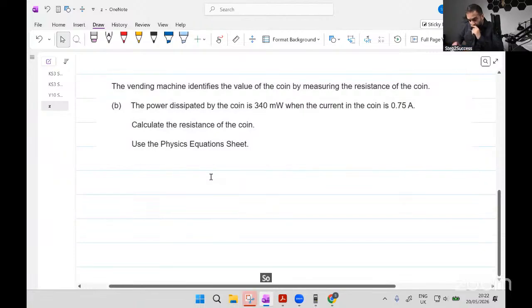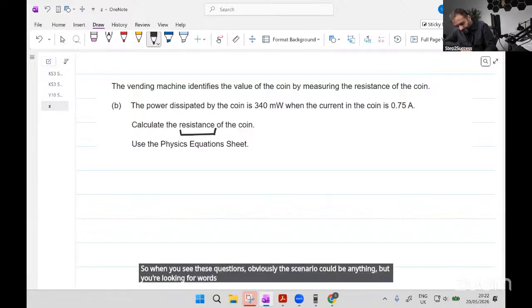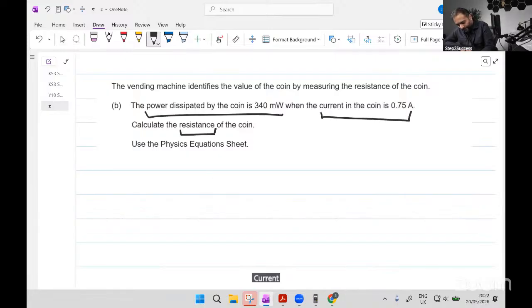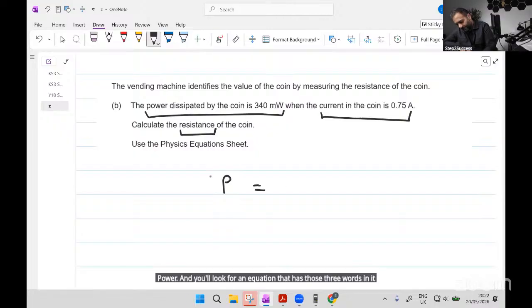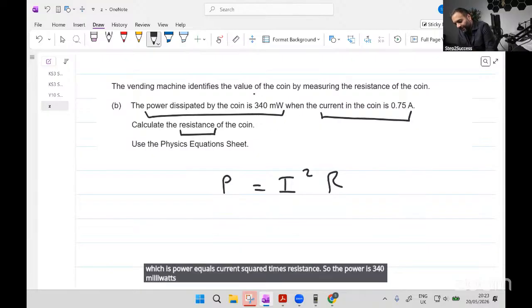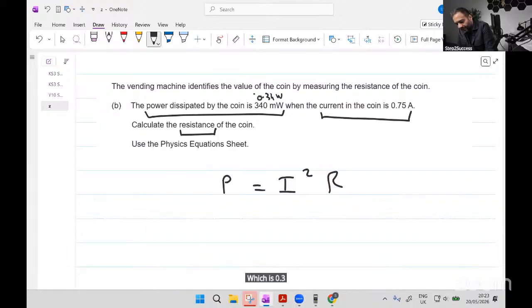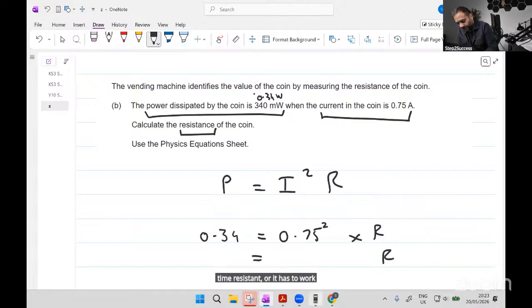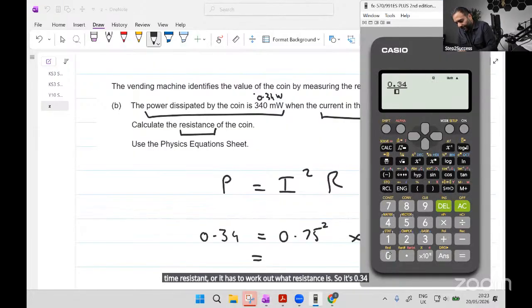So, when you see these questions, obviously the scenario could be anything, but you're looking for words: resistance, current, power. Okay. And you look for an equation that has those three words in it. And I'm pretty sure there is an equation that says something like P equals I squared R, which is power equals current squared times resistance. So the power is 340 milliwatts, which is 0.34 watts. You've got to change that. The current is 0.75 times resistance. We're asked to work out what resistance is. So it's 0.34 divided by 0.75 squared, which turns out to be about that.